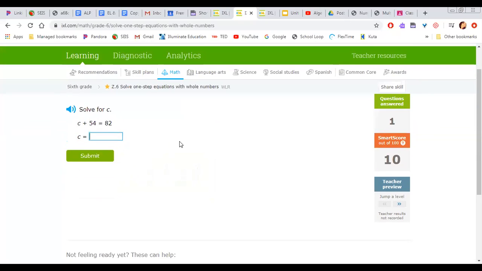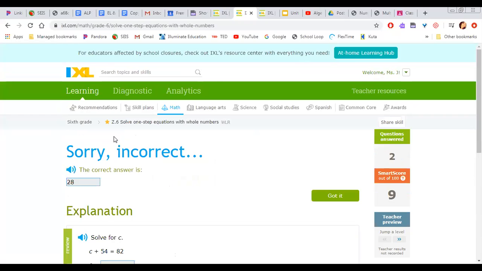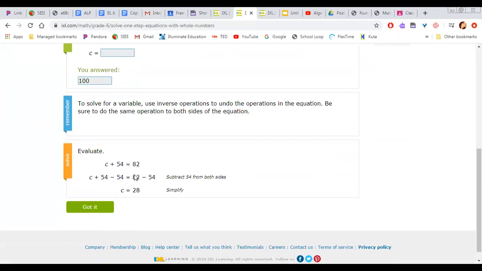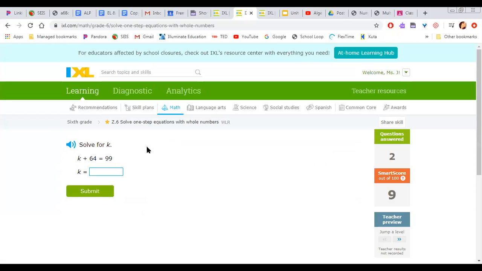And if you forgot how to do it or you don't know, isn't there a way to do it? Let's say I did this wrong and put 100 for my answer. Incorrect. It'll show you the steps and remind you how to do it. So if this says plus 64, we want to minus 64. So 9 minus 4 is 5. 9 minus 6 is 3. So is it 35? Did I do that right? Let's find out. Woohoo!